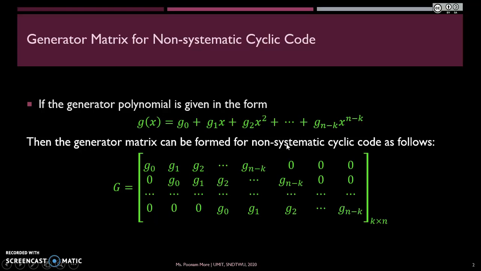So therefore the G matrix, that is the generator matrix, will be of the size k by n, where k represents the number of message bits and n represents the number of code bits in the code vector. So this is how you can form a generator matrix for the non-systematic cyclic code.